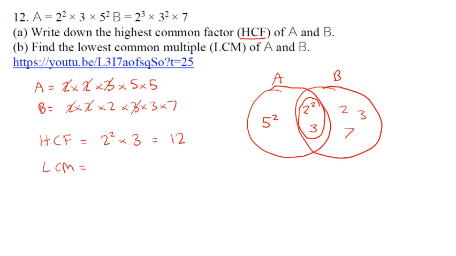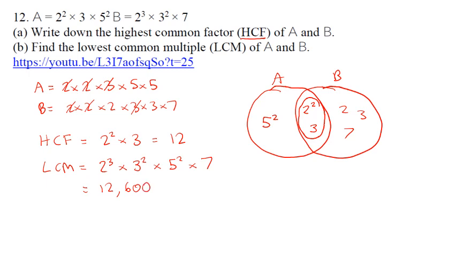The lowest common multiple is going to be every single prime factor in this diagram multiplied together. Okay, so we've got 3 lots of the number 2, so 2 cubed. We've got 2 lots of the number 3, so 3 squared. And we have 2 lots of the number 5, so 5 squared. And we also have the number 7. And we can multiply all of those together, and you get 12,600.